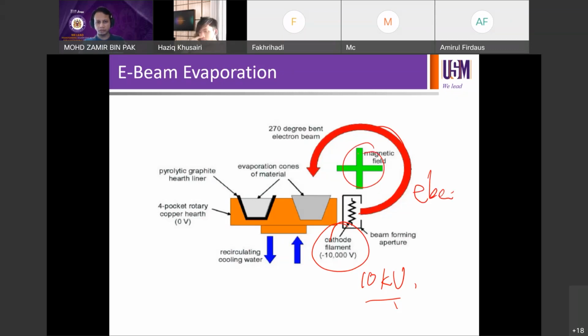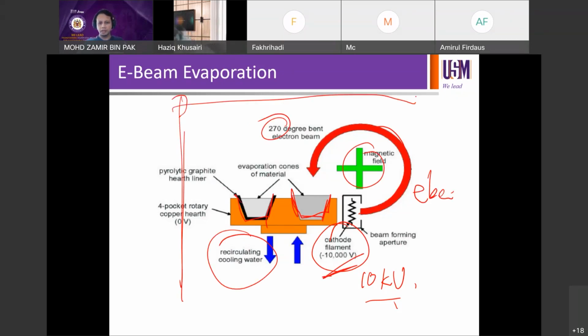Magnetic field is there to bend the beam at 270 degree. And then these are the pockets of the evaporation materials, right? So you can actually align the beam to the pocket that you want to evaporate. There's cooling water and others, but they are high kV, high current system. So then everything is contained within your chamber. Okay, chamber sini ya.